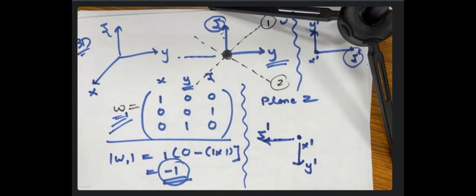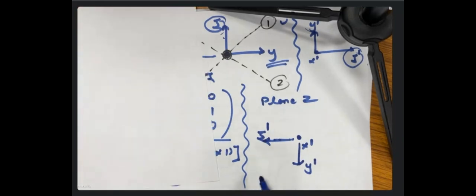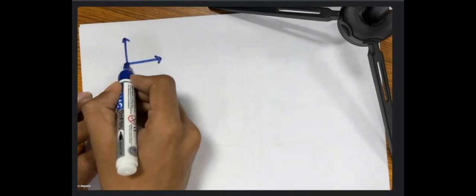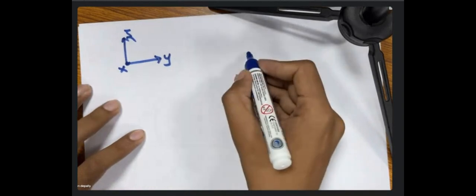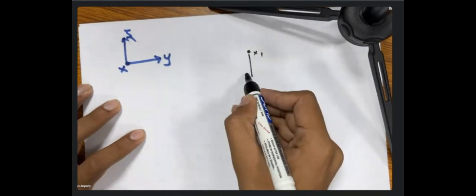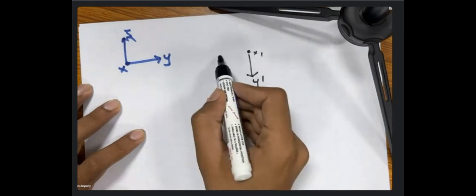Let me do this on the next page. Considering that it has already been done, our initial was like this, x, y, and z. Finally, after the symmetry transformation, it is looking like x dash. It's along this. This is y dash, and along this is z dash.